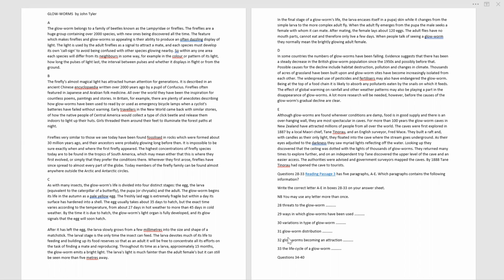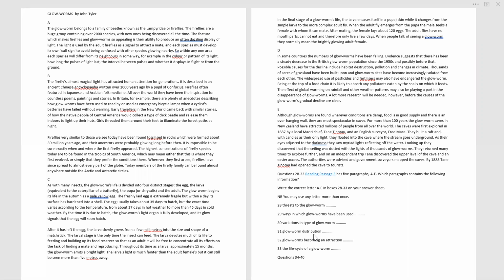And then 31, glow worm distribution. So this is in the B paragraph. And if you got this right, 32. No. So 32 is B, right? Yeah, 32 is B, where they're talking about glow worm distribution. It says it attracted human attention for generations. It is described in an ancient Chinese encyclopedia written over 2000 years ago by a pupil of Confucius. Fireflies often featured in Japanese and Arabian folk medicine. All over the world, they have been the inspiration for countless poems, paintings, stories.